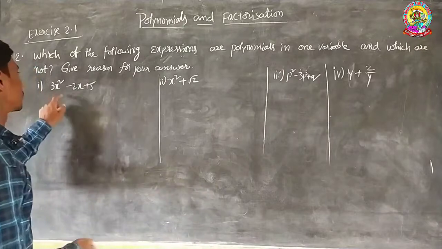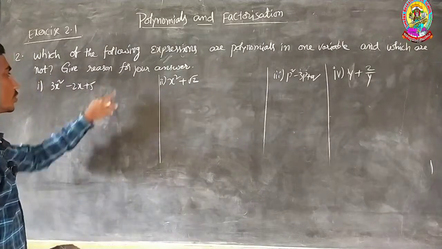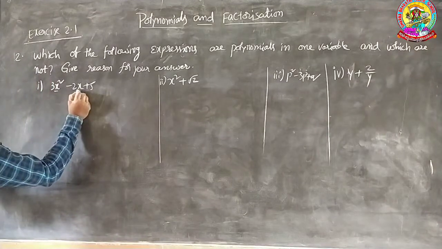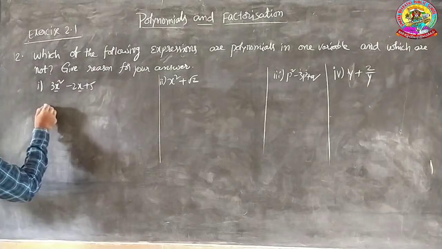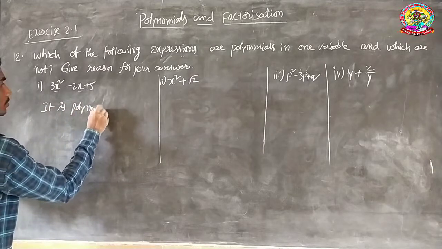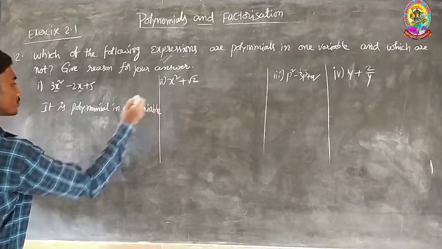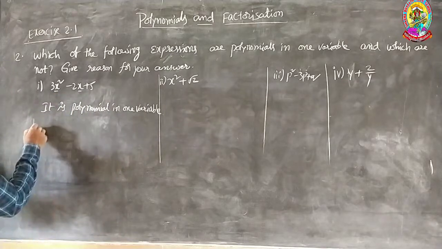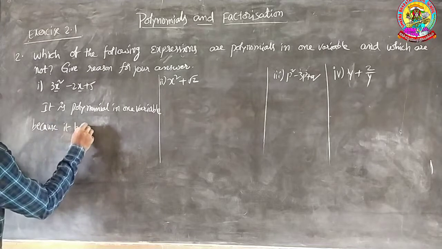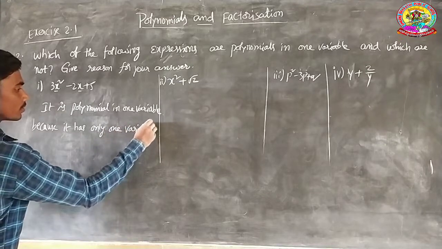So now in this we have to differentiate which is a polynomial in one variable and which is not a polynomial. You should give the response to your answer. Here all the terms consist of only the x term, so it is a polynomial in one variable. It is a polynomial in one variable because you have to give a reason: it has only one variable, x.